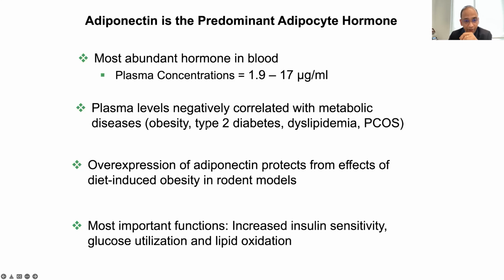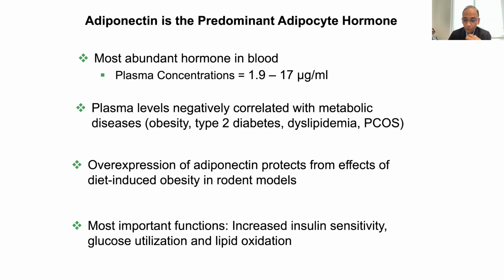And very interestingly, in humans, what they found was that in obesity, type 2 diabetes, dyslipidemia, or even polycystic ovarian syndrome, there is a negative correlation. Incidence of obesity and plasma adiponectin levels are negatively correlated. So the higher the degree of obesity, the lower the adiponectin level. It's kind of paradoxical because you may expect that in obese patients, you will have a lot of adipose tissue, and it must produce more and more adiponectin. Apparently not so, especially with the adipocyte getting hypertrophied, they produce less and less adiponectin.